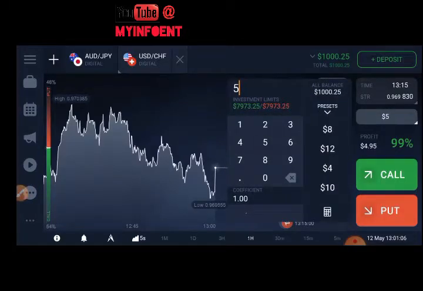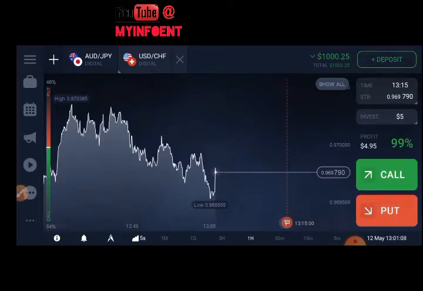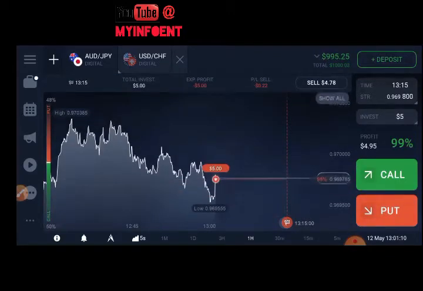This trade is going to enter. So let me just make this trade. Pardon me, I don't want to miss this opportunity. So this is the first position. As I said earlier, don't use more than 3-step martingale.